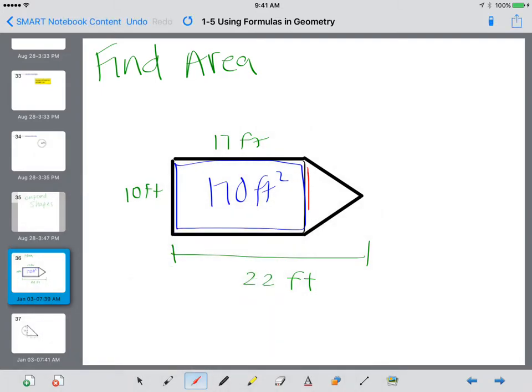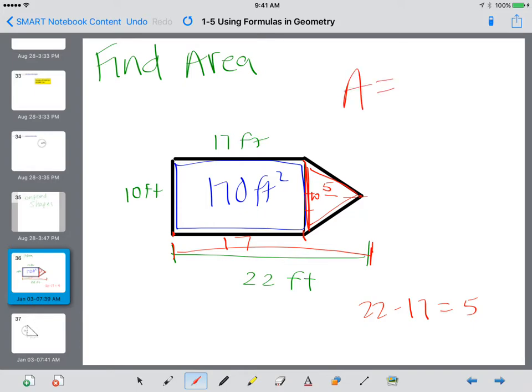The triangle, we got to do a little bit of figuring out here. Here's our triangle. We know that the base of the triangle is 10. The height of the triangle goes from the base to the very tip of it. Now, if we know the whole length here is 22, and this portion of it is 17, then I can take 22 minus 17 and that gives me 5. It tells me that the height of the triangle is 5 feet.